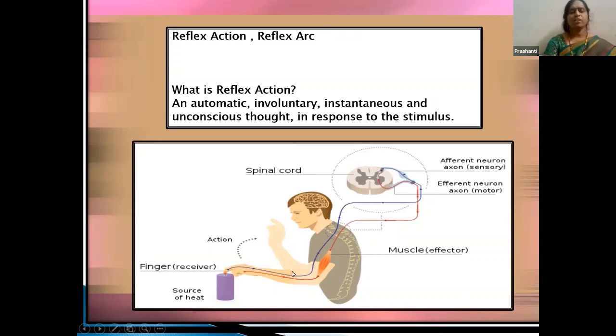So the information moves to the spinal cord through a sensory neuron, and this information is again carried from the interneuron to the motor neuron to the effector muscle. In this way, he withdraws his hand. If the information went to the brain, it would take a lot of time. So the immediate response takes place from the spinal cord. In this way, an involuntary, unconscious response is called a reflex action.